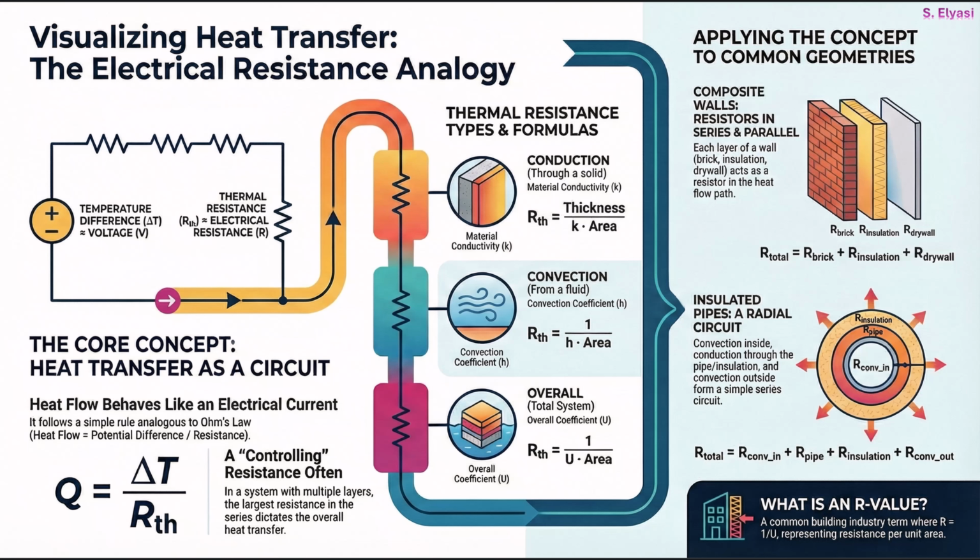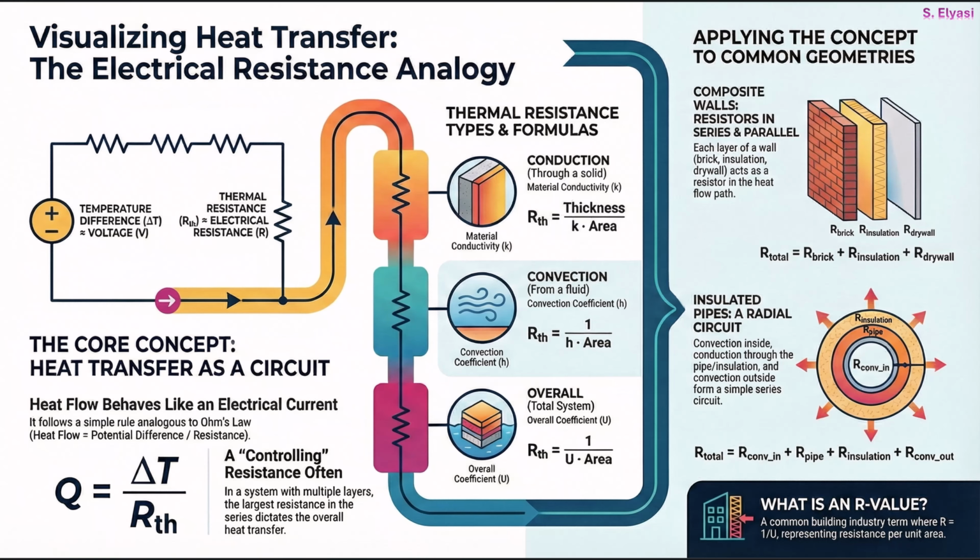First up, the core concept. It really just boils down to this. Heat flow acts exactly like an electrical current, kind of like Ohm's law. So you have heat flow, that's your current, the temperature difference across a system, that's the voltage pushing it, and thermal resistance is, well, it's the thing trying to stop it.